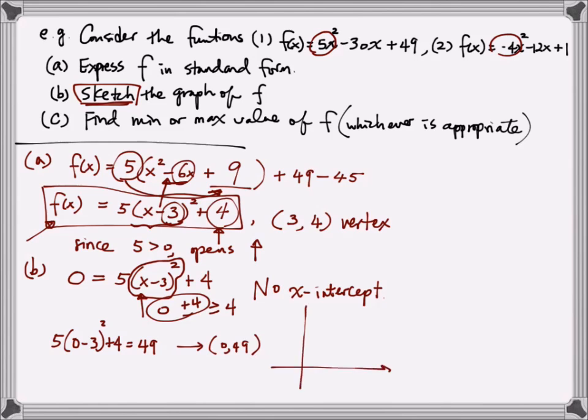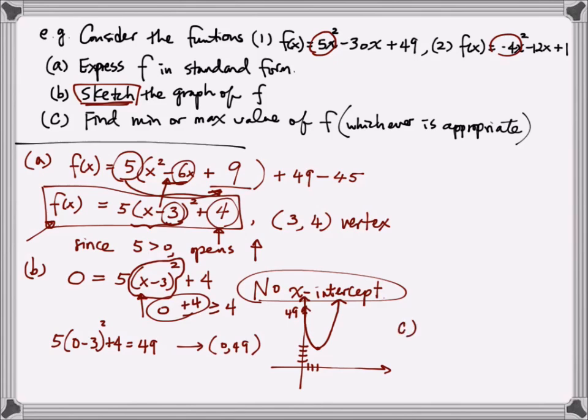So I'm going to label my vertex, which is at (3, 4), right there. I know it's going to open up. I know it's going to intersect the y-axis at 49. So I'm just going to say out of the scale, I'm just going to label that as 49 because it's a little bit too big for what I've drawn here. So I'm going to say this graph needs to go through that point because it's going to open up, and it needs to actually be a mirror image of what appears on the left and then on the right. So it needs to look like that. And it's very obvious that this graph actually does not intersect the x-axis at all, which makes sense when we did the analysis there. We couldn't find an x-intercept.